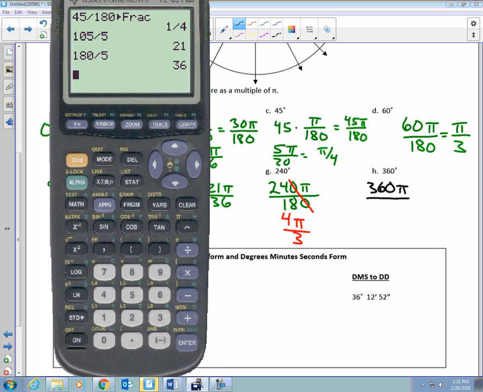360 times pi divided by 180. What can I cross off? Zeros. Are 36 and 18 both divisible by the same number? They're actually both divisible by 18, aren't they? 18 goes into 36 how many times? 2.